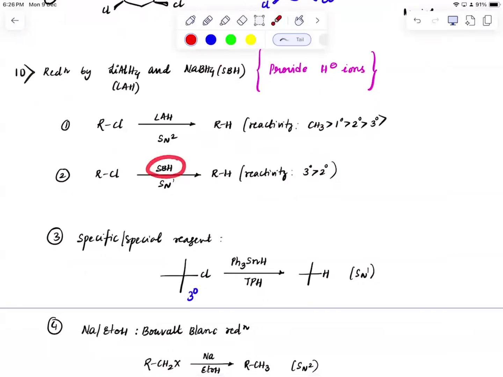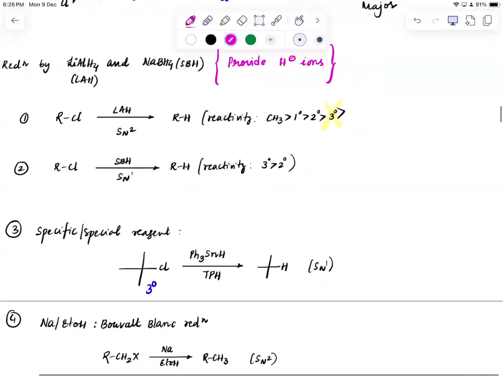Similarly, NaBH4, that is sodium borohydride, if you react, it will go via the SN1 mechanism. First, a carbocation will form, then H minus will come and attach. Reactivity is 3 degree and 2 degree. 1 degree, no reaction here. Here, 3 degree also no reaction. So basically, no alkane will form here.